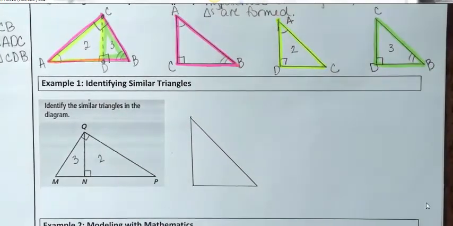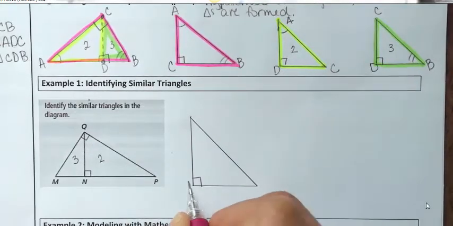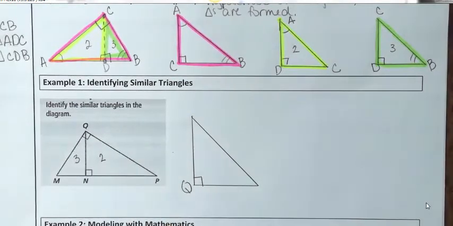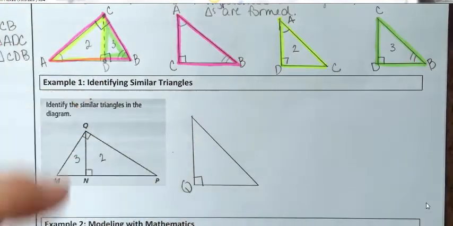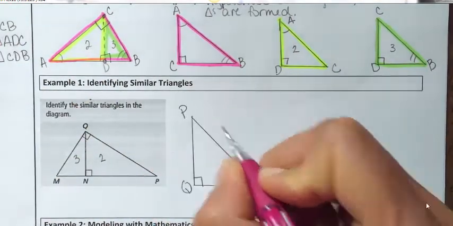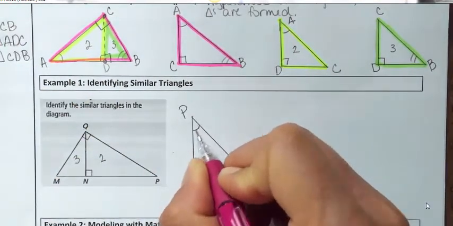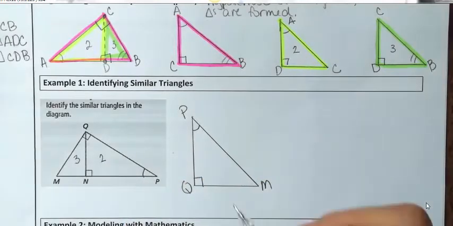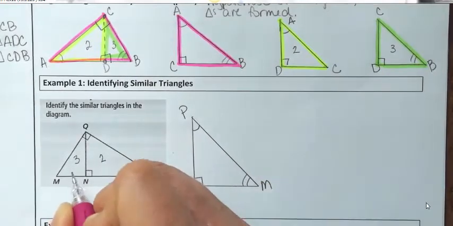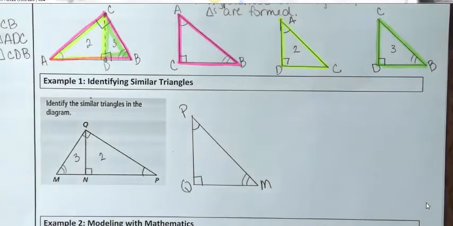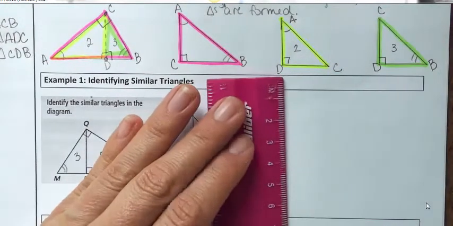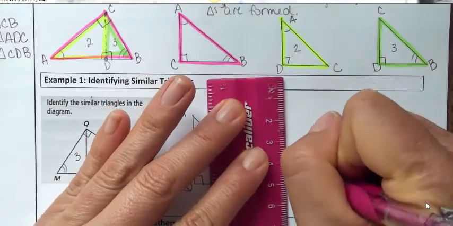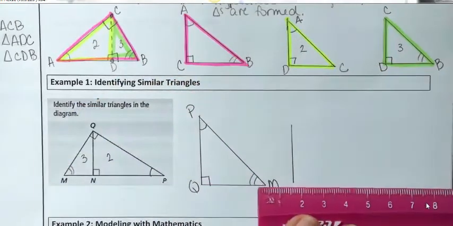Okay, so here's my right angle, which is Q. And then I'll just rotate it so that P ends up at the top. So now P is congruent to that one, and M is congruent to this one. So that's my first triangle. Now let me go ahead and do my second triangle. It doesn't matter which order you do them in.